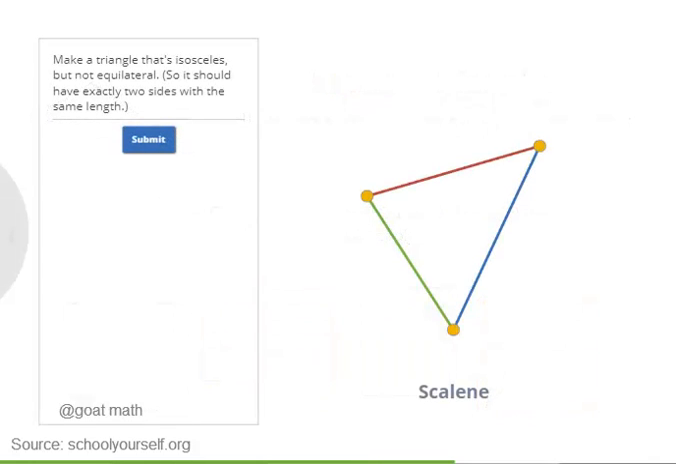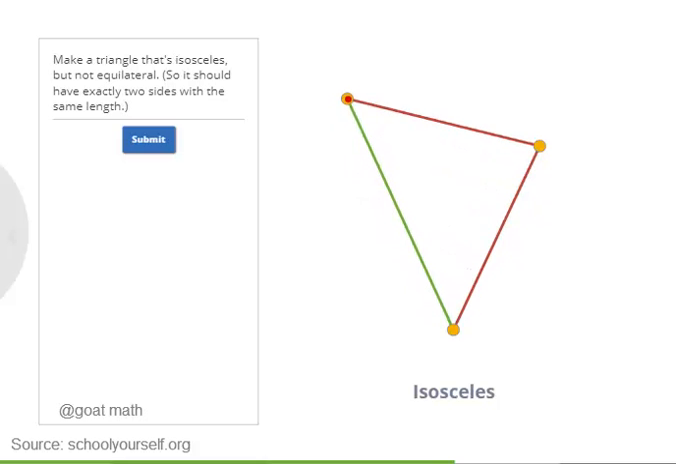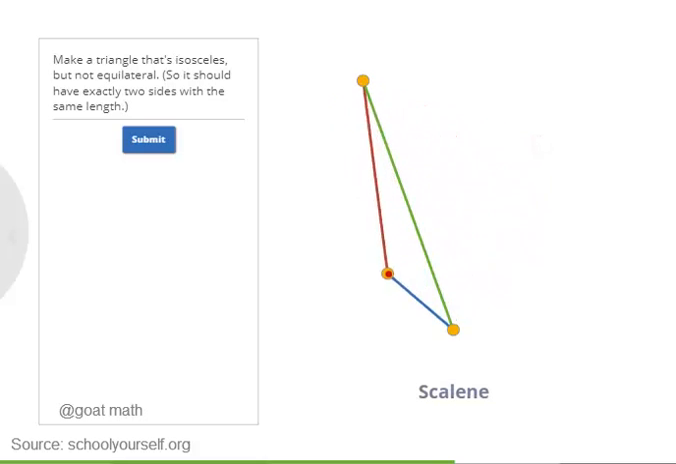Now it's time for you to make your own triangles. In this interactive triangle, you can move around the 3 corners, also known as vertices, by dragging the 3 yellow circles. Try making a triangle that's isosceles but not equilateral, so it should have exactly 2 sides with the same length. When you're ready, press the Submit button over here.